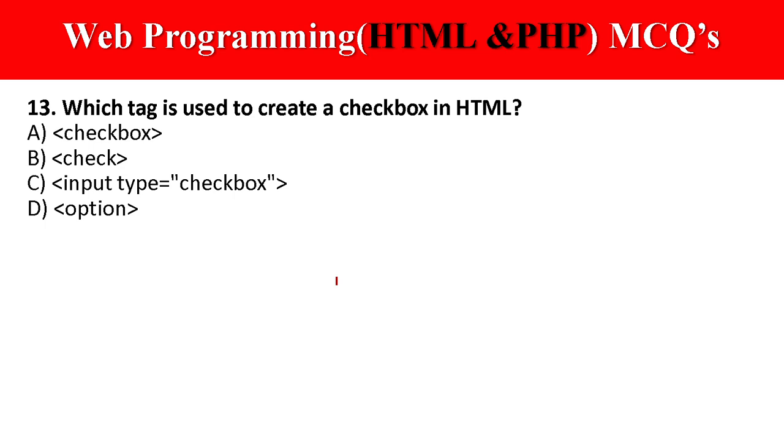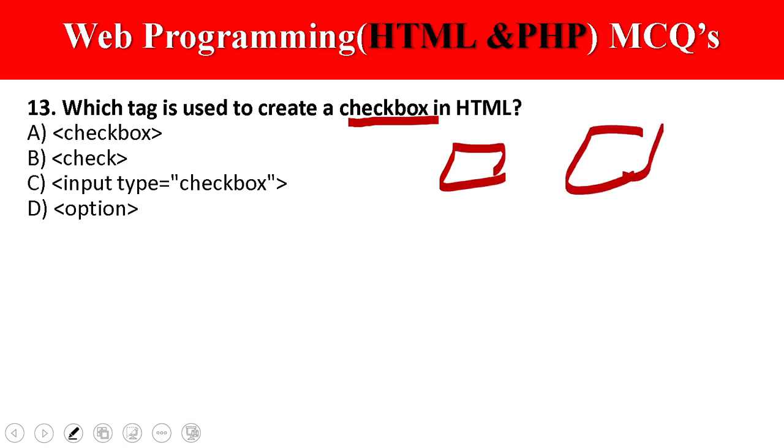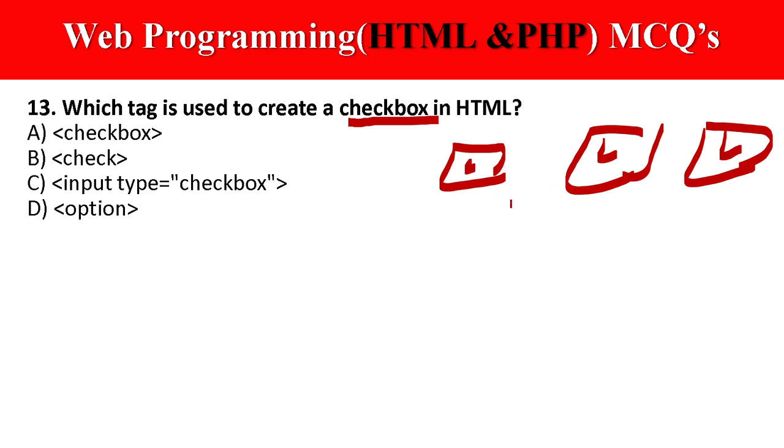Question number 13. Which tag is used to create a checkbox in HTML? A checkbox indicates a list of checkboxes that is checked if someone chooses the alternative. So to create the checkbox in HTML, the syntax is input type, and then the name. C is the correct answer.